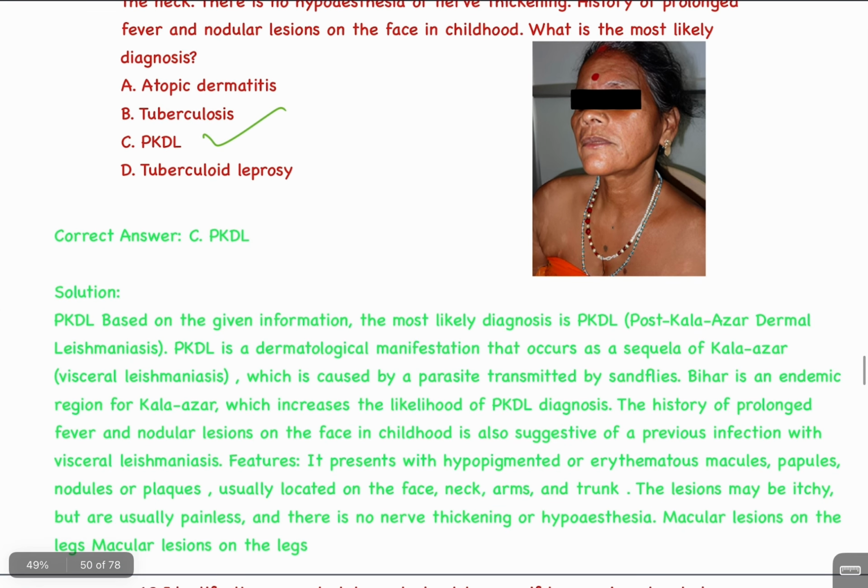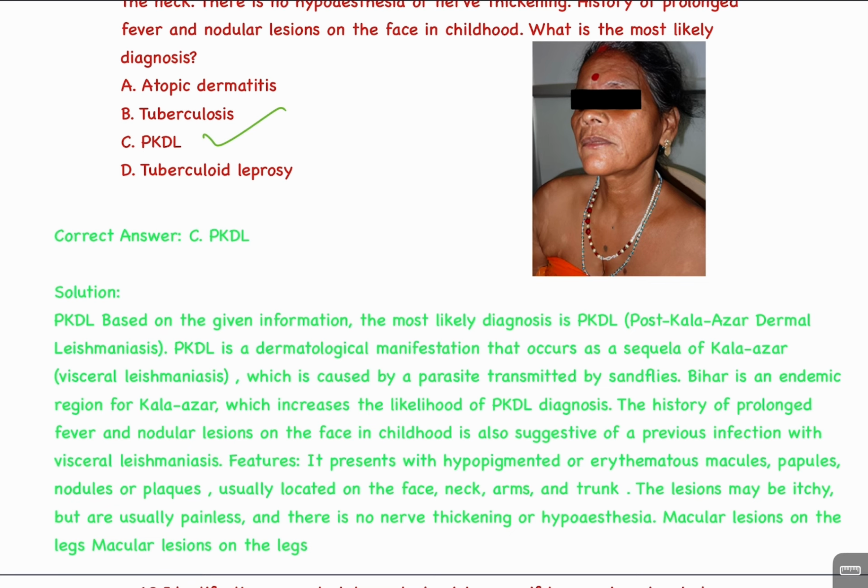Based on the given information, the most likely diagnosis is PKDL, post-Kala-Azar dermal leishmaniasis. PKDL is a dermatological manifestation that occurs as a sequel of Kala-Azar or visceral leishmaniasis, which is caused by a parasite transmitted by sandflies. Bihar is an endemic region for Kala-Azar, which increases the likelihood of PKDL diagnosis.